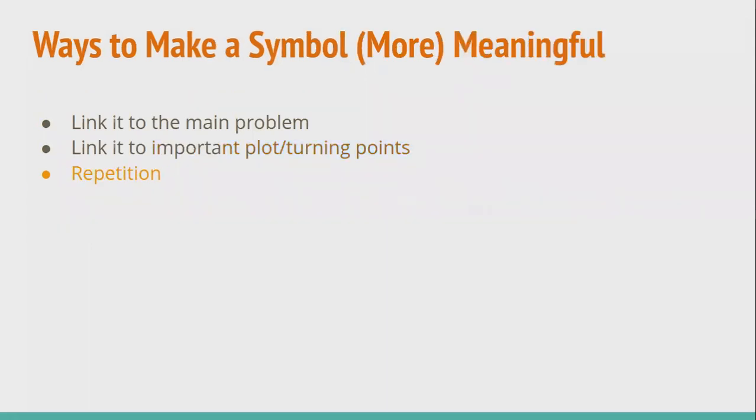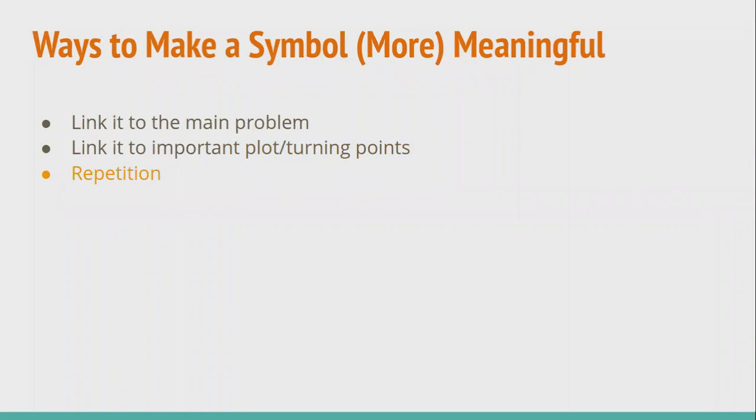Another way to make a symbol more meaningful is just to repeat it over and over again. And this is going to come naturally because you have to repeat the symbol. It has to show up several times in your story for it to really be a symbol, right? So repetition is a pretty natural way to make your symbol more meaningful.